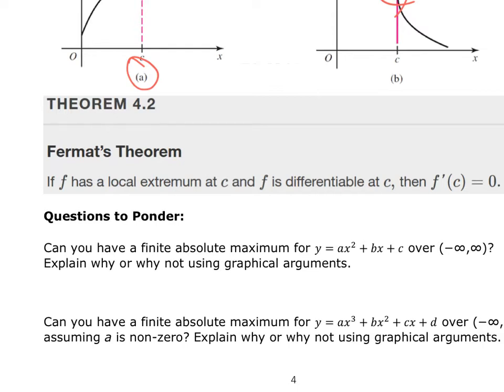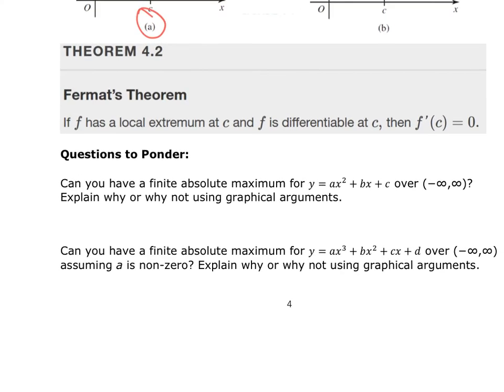So can you find a finite absolute maxima? Why or why not? And can you find a finite absolute maxima for the other one? Why or why not? I want you to talk to your partners on these two. Are you going to find an absolute maxima for a quadratic? Are you going to find an absolute maxima on a cubic? Why or why not?